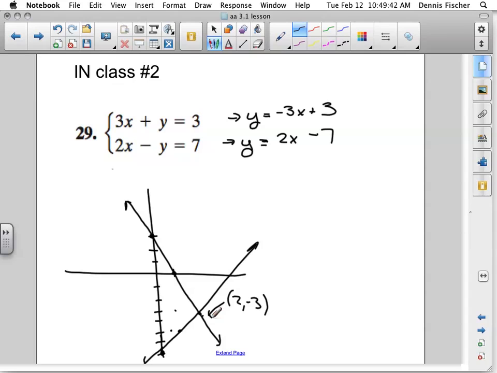Let's check our answer. You can really check them here. 3 times 2, 6, plus a negative 3, 3. Does that work? Okay, 2 times 2, 4, minus a minus 3, 7. Does it work? There's my point. Independent solution, one answer, we found the answer. You should be able to check your answers very easily by plugging them back into the equation. Okay?